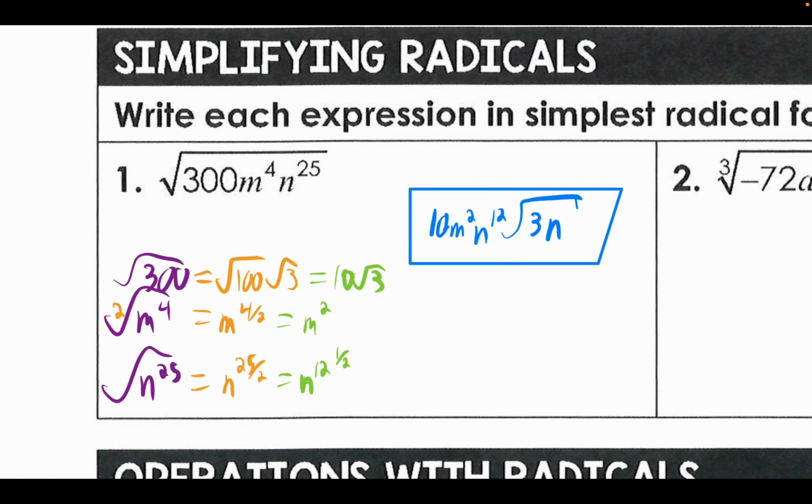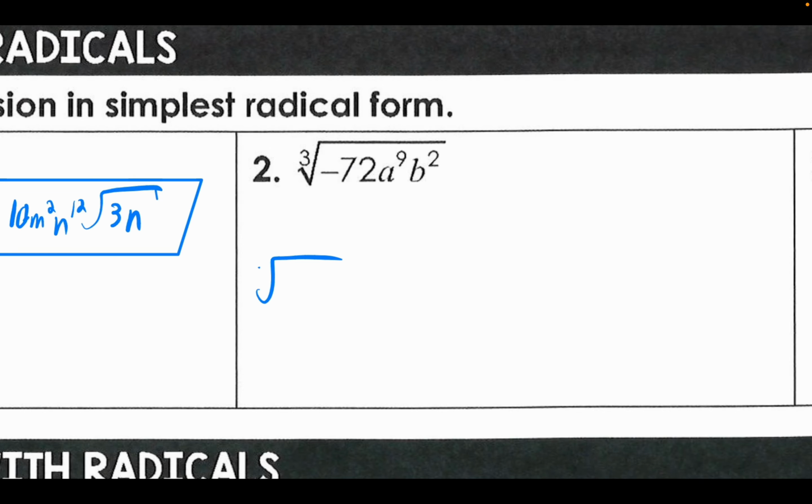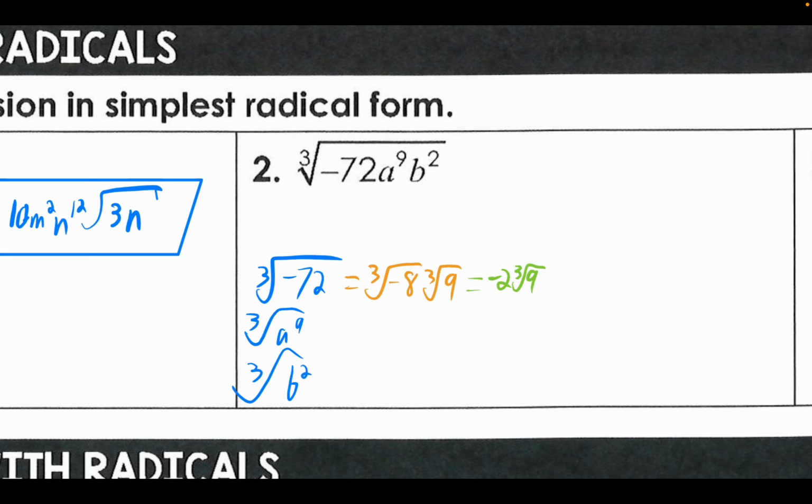Now we'll move on to number 2. And we'll do the same thing, but this is a cube root. So we'll have cube root of negative 72, cube root of a to the 9th, and cube root of b squared. Cube root of negative 72 is the cube root of negative 8 and 9. Cube root of negative 8 is negative 2 times the cube root of 9. Remember, we always want to make the perfect cube the negative number, so that way the negative is outside the radical rather than inside the radical.